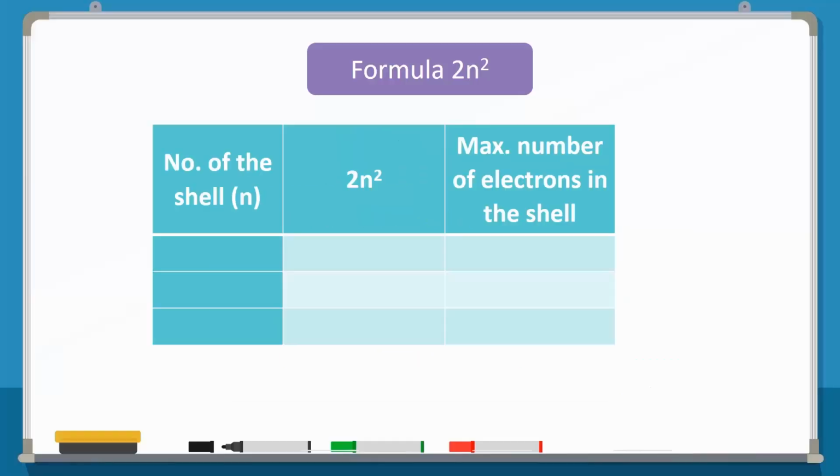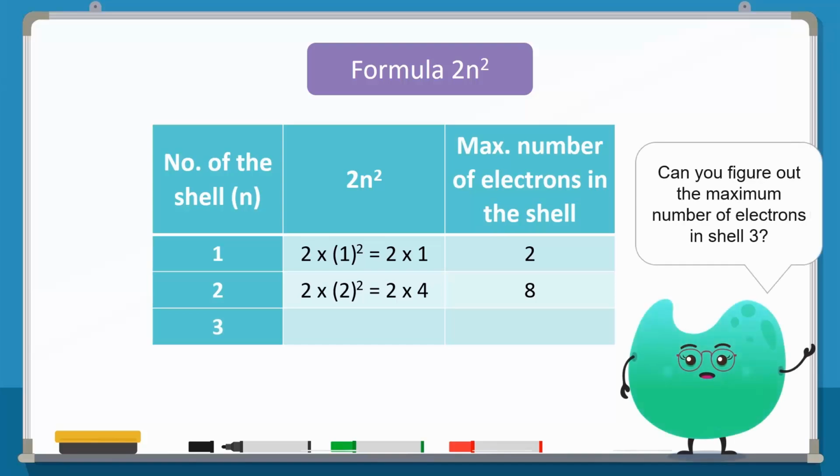For example, for shell 1, n is equal to 1. Using the formula 2n squared, we see that the maximum number of electrons in shell 1 or K is 2. For shell 2, n is equal to 2 and the maximum number of electrons in shell 2 is 8. Can you figure out the maximum number of electrons in shell 3?